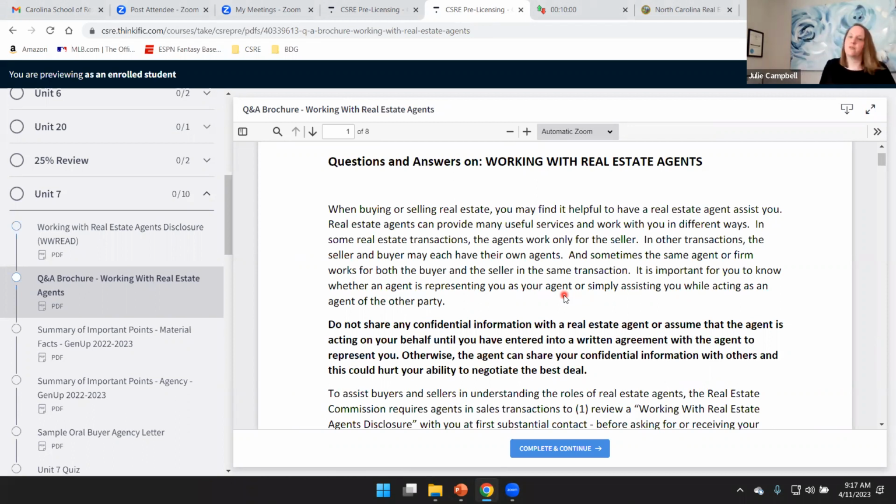So the Q&A brochure, again, you can get the actual nice glossy brochure. Costs money, looks nice. You could be frugal like me and get the flat PDF, not have to pay anything for it. All this is available at the commission's website. Your firm obviously will provide this information for you as well.